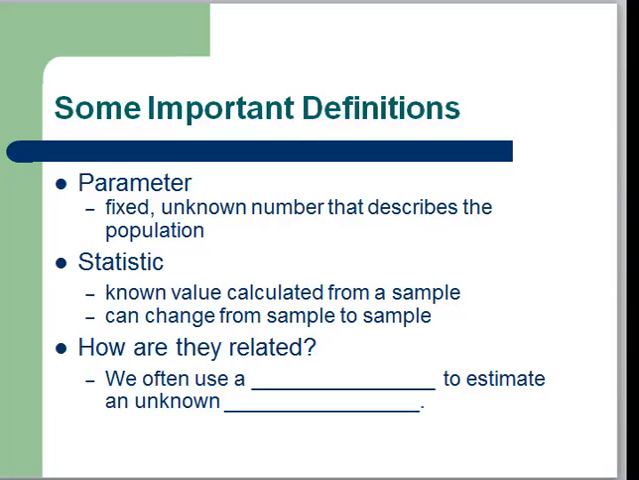But the statistic can change from sample to sample. So if I were to take another sample of 1,100 adults and ask them if they have an internet connection, I might not get exactly 60%. I might get 58% or 63%, but I'm not necessarily certain that I'm going to get exactly 60% in another sample. So how are these two important values related? Well, we often use a statistic, because we can calculate that from a sample, to estimate an unknown parameter.